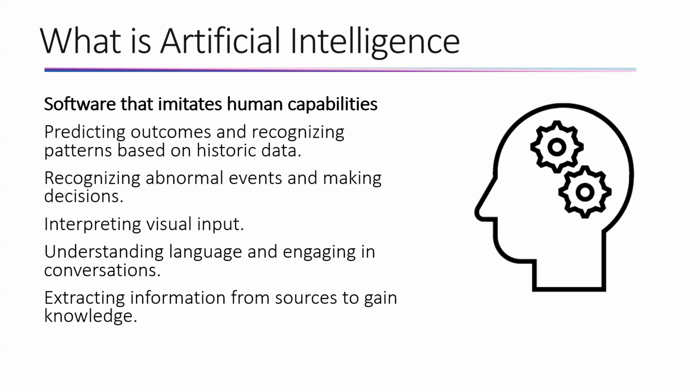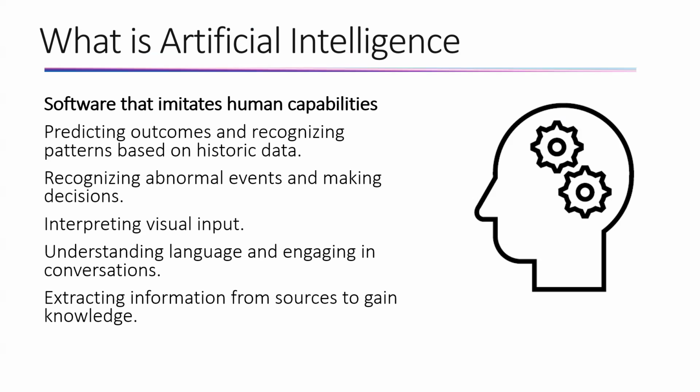Understanding language and engaging in conversation. These days we have Google Assistant, Alexa. They can understand our language and engage in conversations just like human beings. Extracting information from sources to gain knowledge. So when machines have such capabilities, then they can definitely mimic human behavior. This is called artificial intelligence.